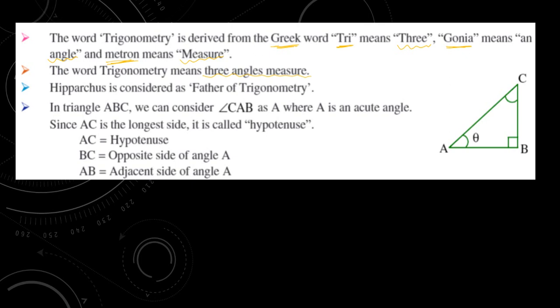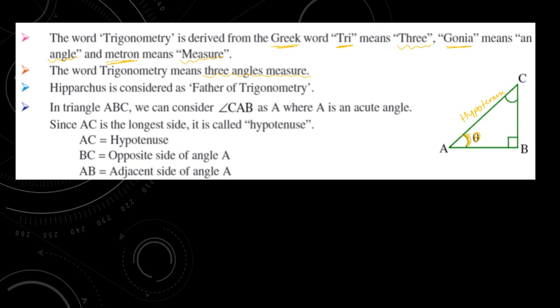How are we going to define the sides? First of all, consider a triangle ABC, which is green in color. Here, if I consider angle CAB as theta, then in this right angle triangle, the side opposite to the right angle is called the hypotenuse. This particular side AC is my hypotenuse. Since it is the longest side of the given triangle, we call it the hypotenuse.